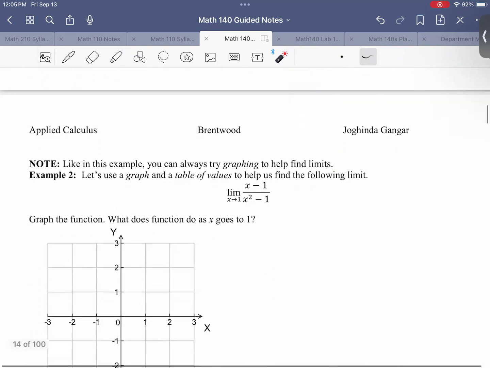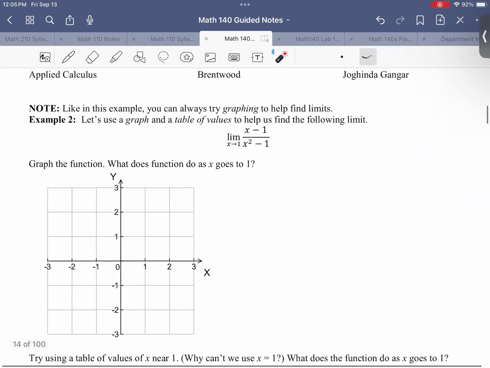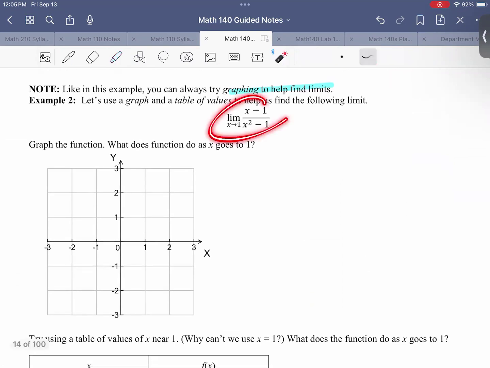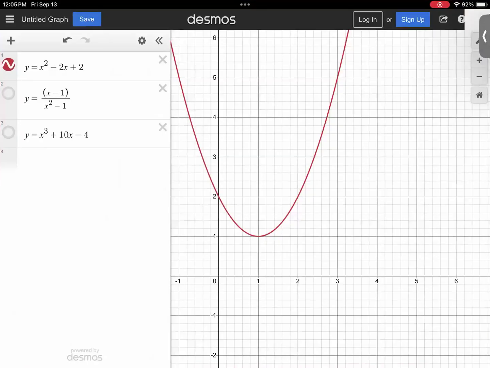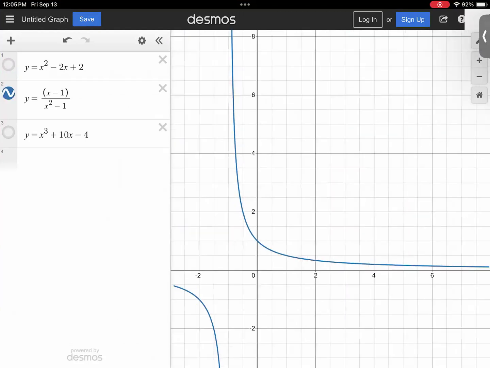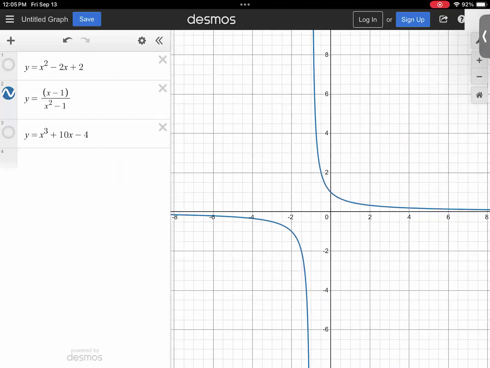Let's take a look at another example. So like in this example, you can always try graphing to help find the limits. Graphing always helps because you just get an overall picture of what's going on. So let's use a graph and a table of values to find the following limit. We'll get to the table of values in a second. So here's this function, and it wants us to graph the function. So once again, what we can do is just go to Desmos. So Desmos is right here. I have it typed in already in the second one right here. And so this is what the graph would look like.